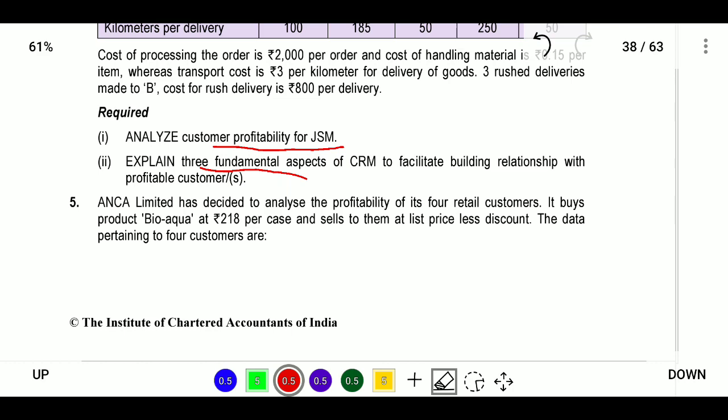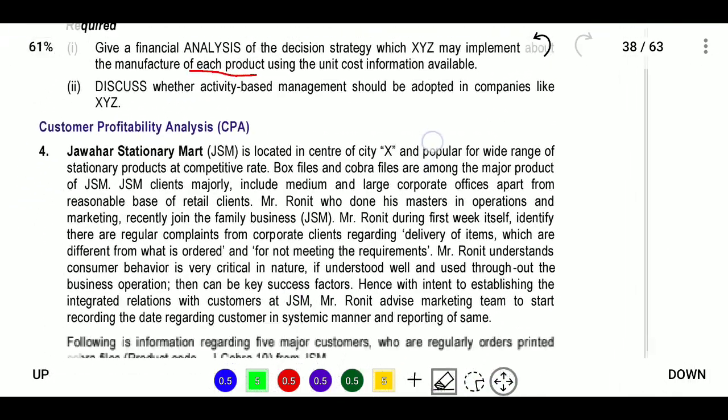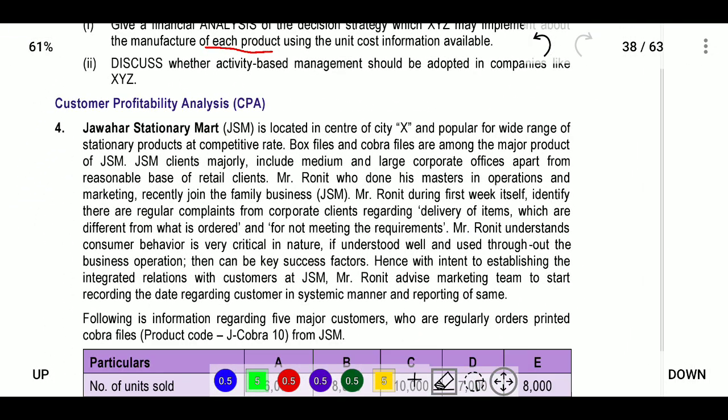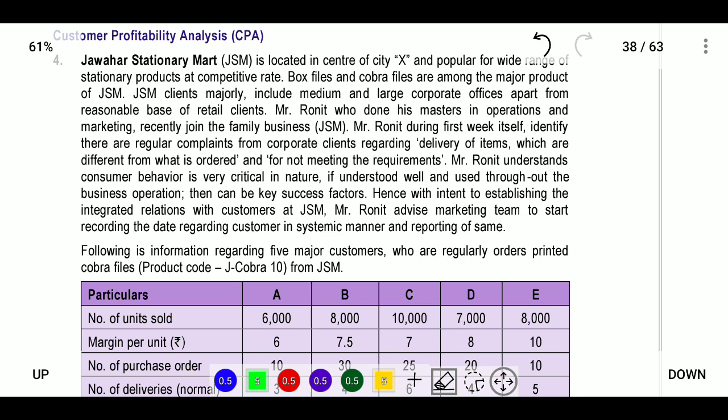Firstly, what was the question provided? We will see this. They provided Jawahar Smart Mart, located in city X, popular for a wide range of stationery products. JSM's clients majorly include medium, large and corporate customers, and it also has a reasonable base of retail clients. So they have retail clients.